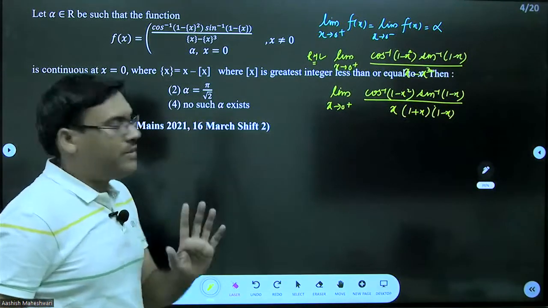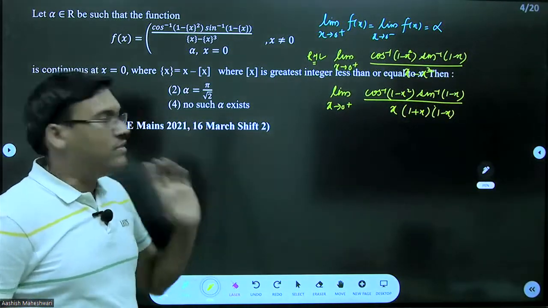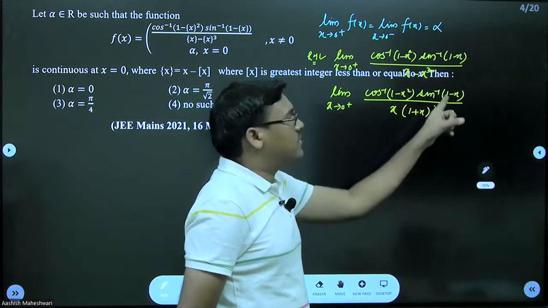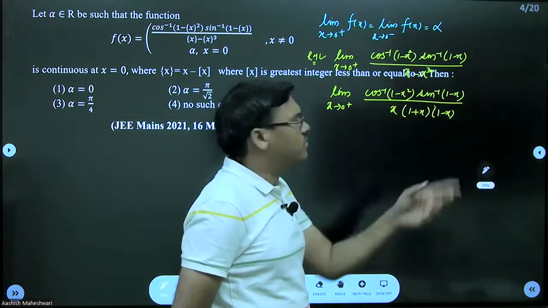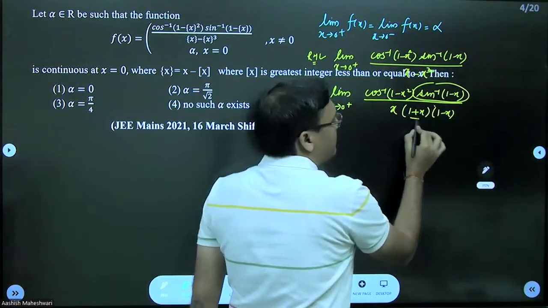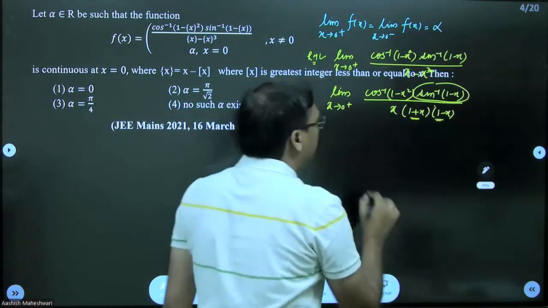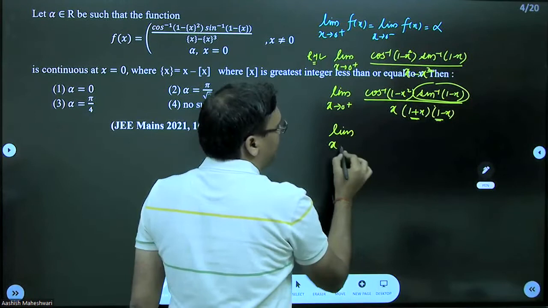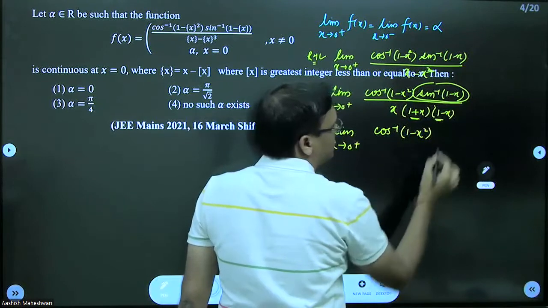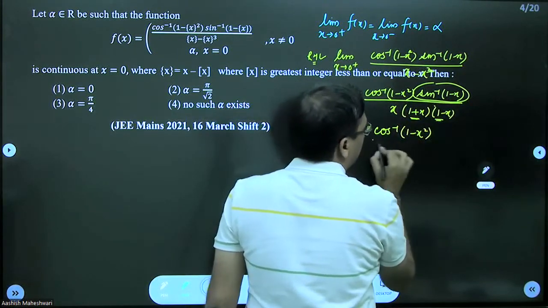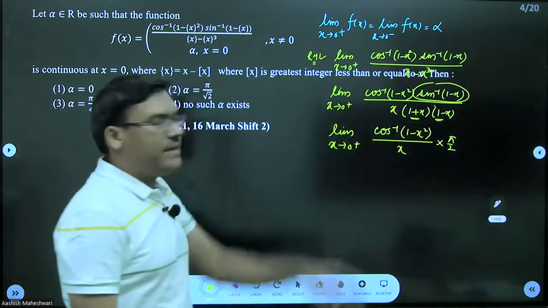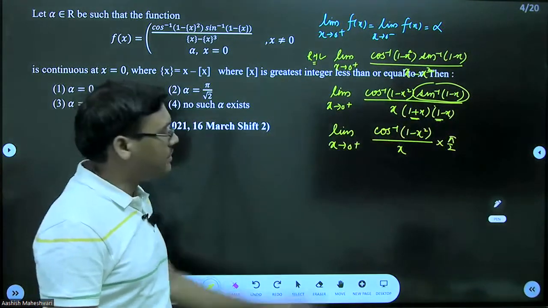Now as x approaches 0 plus, first check which values are finite non-zero. You can see here, as x approaches 0 plus, this is sin inverse 1. Put x equal to 0, sin inverse 1 is pi by 2. So no problem, this is non-zero, pi by 2. As x approaches 0, this other factor is also 1, no problem. So effectively this is limit x approaches 0 plus of cos inverse 1 minus x square, pi by 2, and this 1 by x, into pi by 2. Now what is the limit of this function as x approaches 0 plus? That is our question.